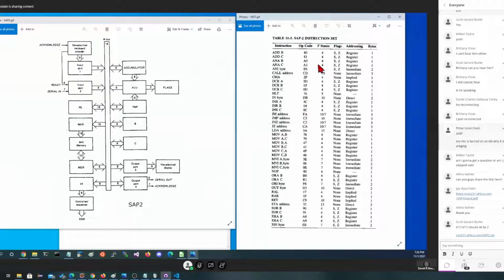Now, not all instructions on this machine take the same number of t-states. So a particular instruction, for example, add B to the accumulator, only takes 4 t-states, whereas a call takes 18 t-states. And some of the conditional instructions take either 10 or 7, depending on whether you took the jump or you didn't take the jump.